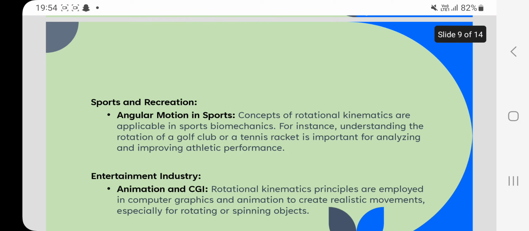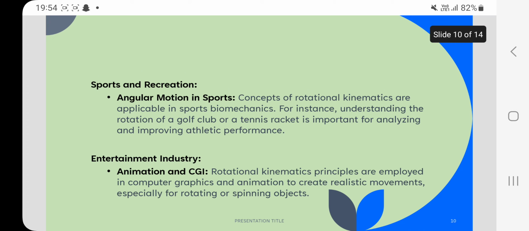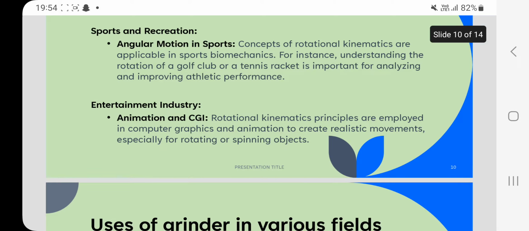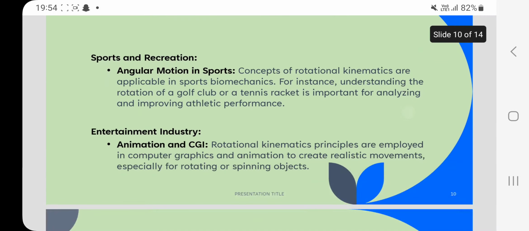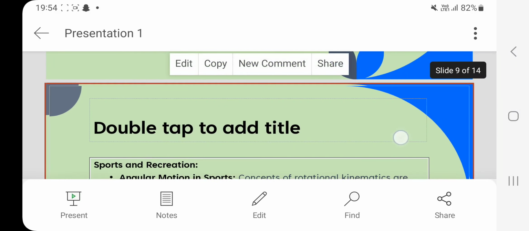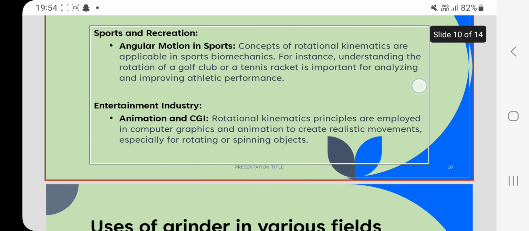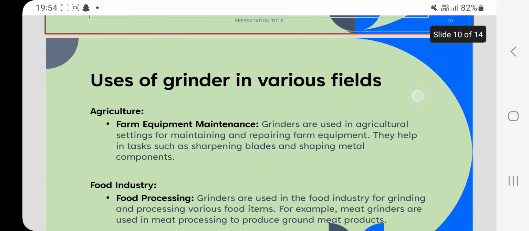Sports and recreation. Angular motion in sports. Concepts of rotational kinematics are applicable in sports biomechanics. For instance, understanding the rotation of a golf club or a tennis racket is important for analyzing and improving athletic performance. Entertainment industry, animation and CGI. Rotational kinematic principles are employed in computer graphics and animation to create realistic movements, especially for rotating or spinning objects.